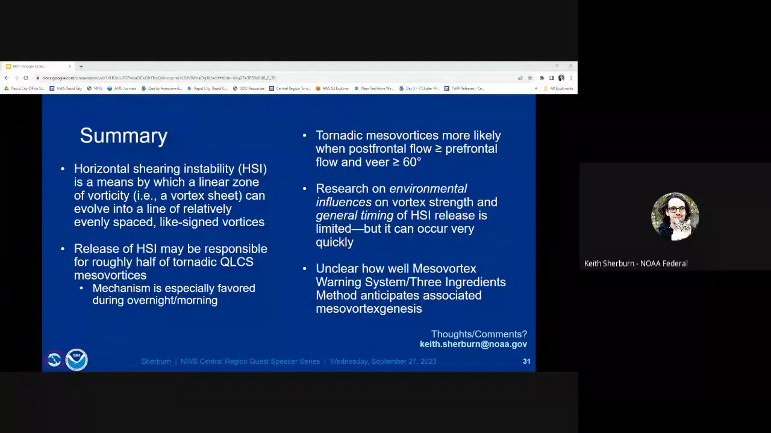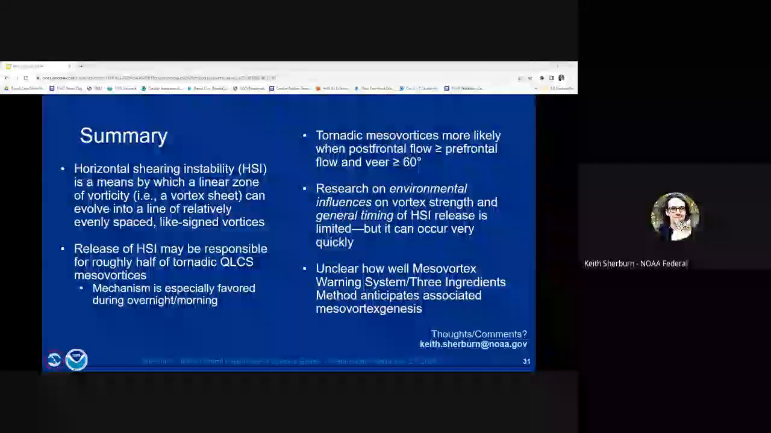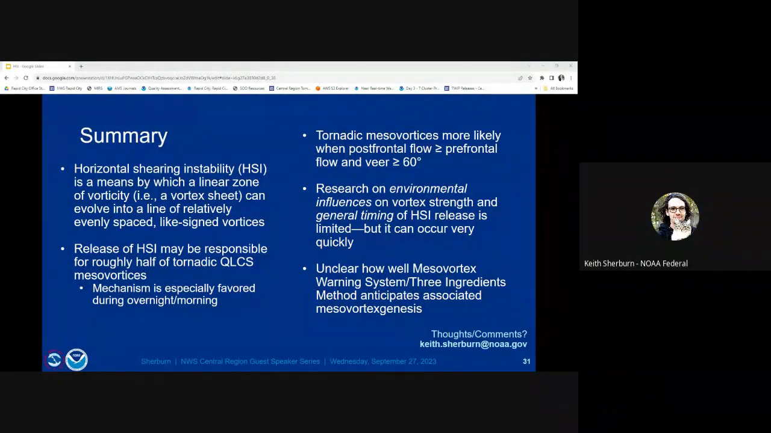And like Mike also asked, do you envision any changes forthcoming to the mesovortex warning system or the 3 ingredients method based on HSI? Any sort of training methodology has to be reviewed at recurring intervals as you start to get additional research findings and results that come in. Given that there's a fairly high profile field project focused on QLCSs right now, and QLCS mesovortexgenesis and tornado genesis, with the PERILS field project, there are a lot of studies looking at things like this, looking at what is the required shear magnitude.